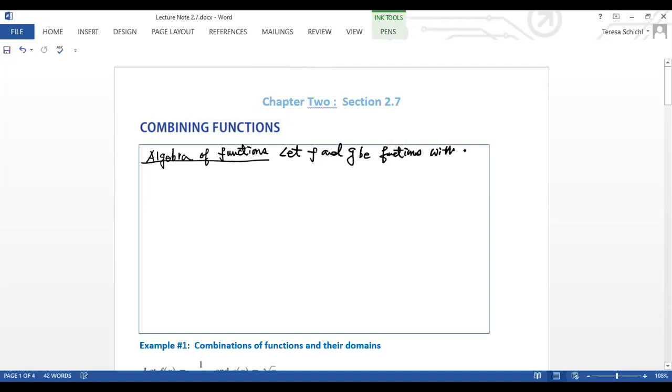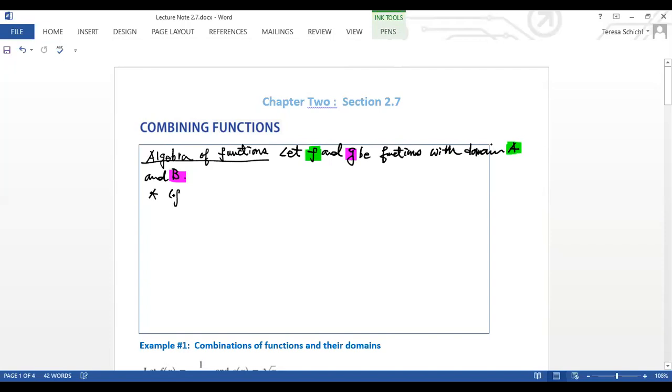With domains A and B here. Like I said, we need to be very careful here, so let's color code. So f has domain A, and function g has domain B. Now, like we said, combining functions is just like what we do with numbers. You can add two numbers, subtract two numbers. So we do the same thing.